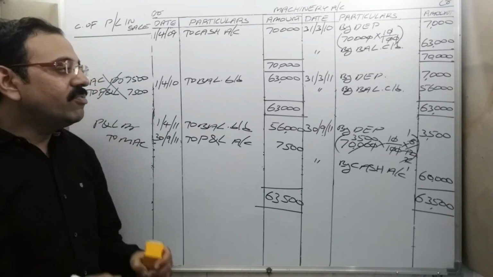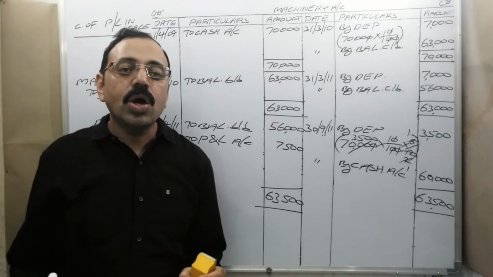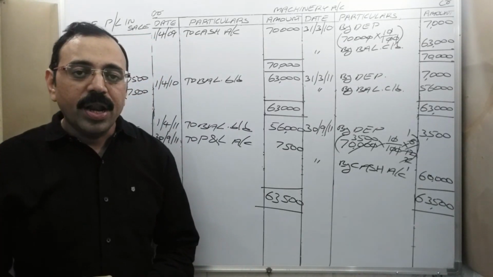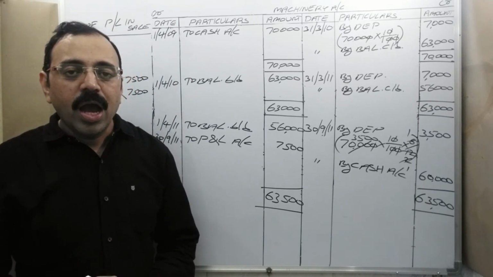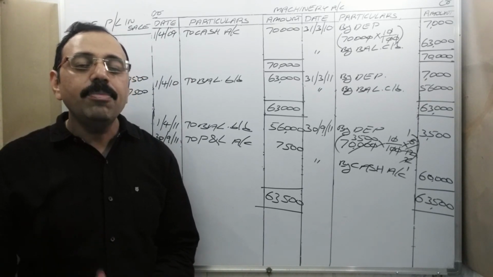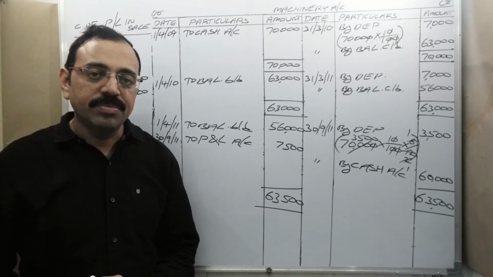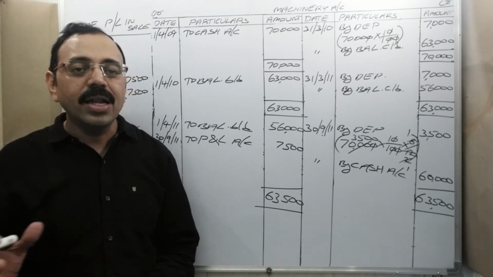Okay, so under fixed installment method, these are the important points. Now in next video, I am going to explain about second method of providing depreciation, that is diminishing balance method.